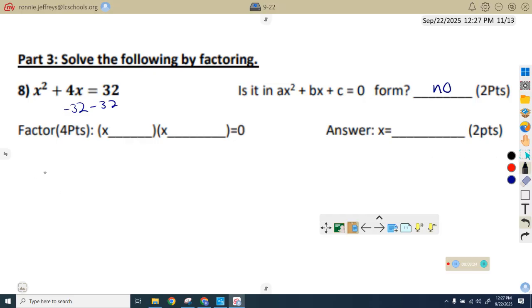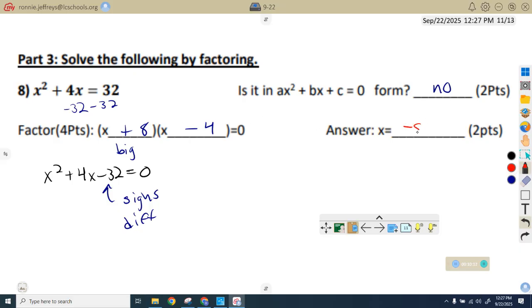So what I'm actually working with is this. Alright? This tells us that our signs are different. Okay, and this tells us our bigger number is positive. What two numbers, when you multiply them, you get negative 32, but when you add them, you get positive 4. 8 and 4. Now, to go from here to here, you do the opposite, okay? Negative 8, comma, positive 4. You could just write 4. You could write positive 4.